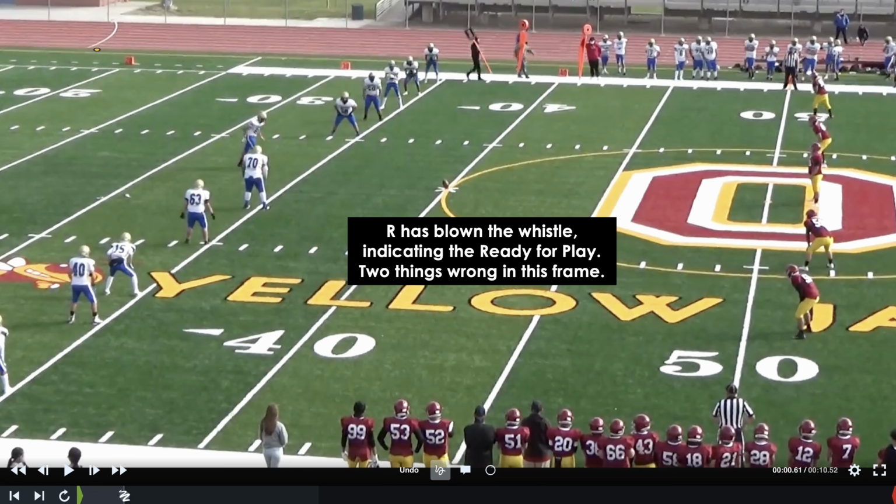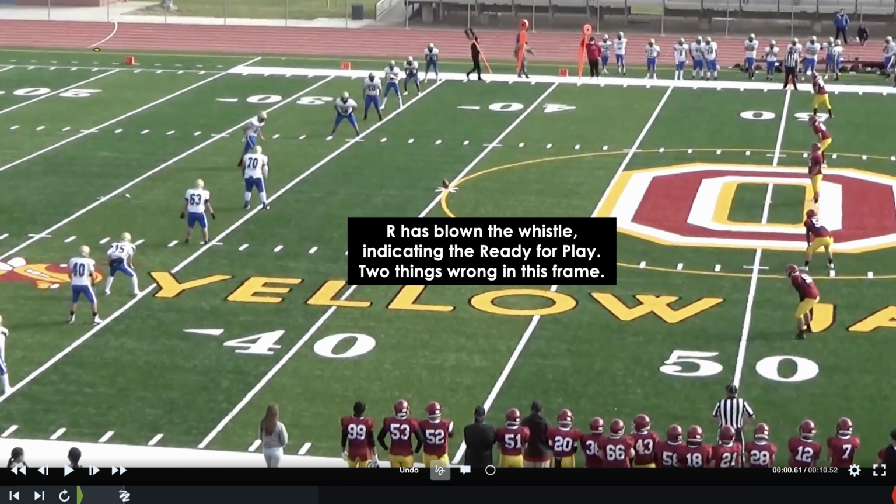The second thing that's wrong with this frame is that all of these players are either touching or behind the K35 yard line. So at no point should any of these players be on or behind the 35-yard line. They all need to be moved up in front of the 35-yard line. This really helps the receiving team identify who the kicker is.